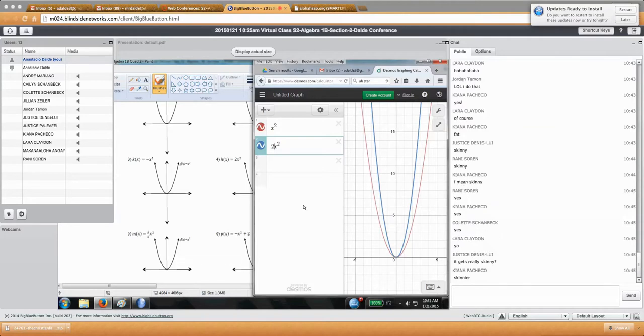It gets really skinny. All right, let's try it. I agree. If I put a 10, it gets even skinnier. If I put a 100, it gets incredibly skinny. Are we cool?